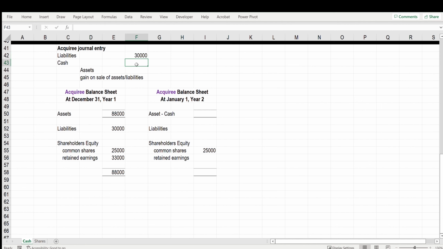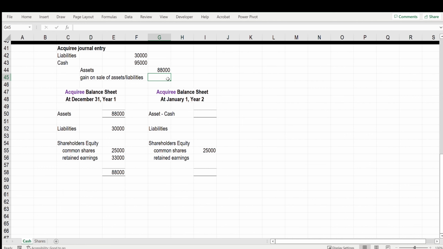The cash is also something that's going to be debited. So it'll be $95,000 because remember, Cake paid Cookie Company $95,000, so that's always debited. Cash goes up. The assets, remember, are going to go down based on what was there because now Cake owns all the net assets of Cookie Company, and then simply.